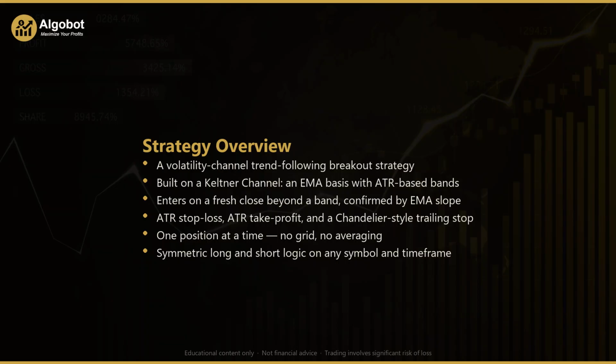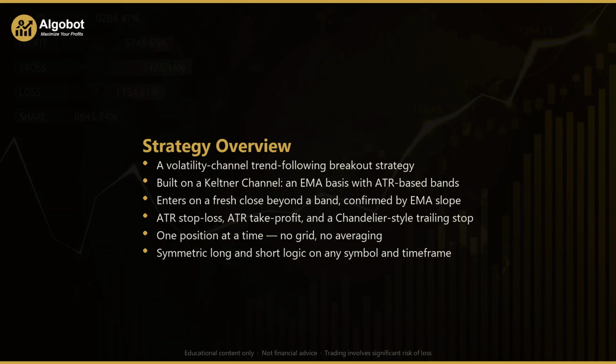Let's get started. So what exactly does the Keltner Breakout Trend Rider do? At its heart, this is a volatility channel trend following strategy. It builds a Keltner channel around price, which is simply a moving average center line with an upper and lower band placed a certain distance away. That center line is an exponential moving average, or EMA, and the distance to each band is measured using the average true range, or ATR, a standard gauge of how much a market is moving. When ATR expands, the channel widens. When the market quietens, the channel contracts. This lets the bands breathe with current conditions instead of staying fixed.